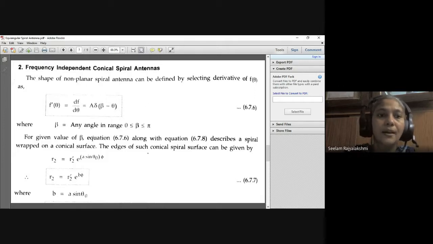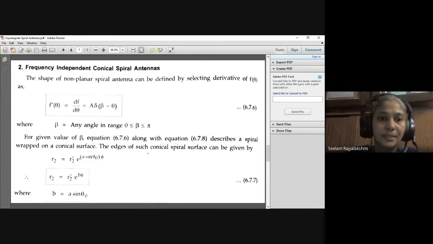So for the given value of beta, this equation along with equation number 8 describes a spiral wrapped on a conical surface. The edges of such a conical spiral surface can be given by R2 equals R2 e power a sine phi naught into theta naught into phi. Therefore R2 equals R2 e power b phi, where b equals a into sine theta naught.